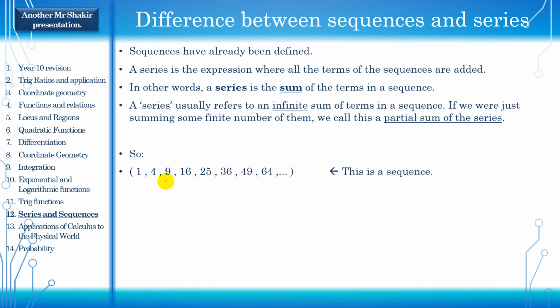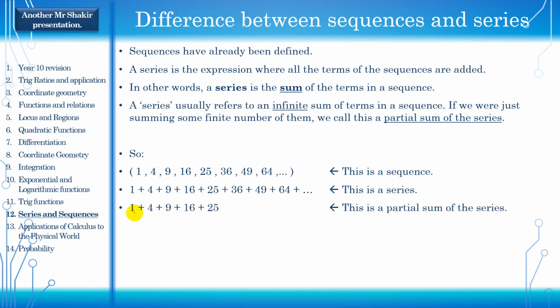Okay, so 1, 4, 9, 16, and so on and so forth, the sequence of squared numbers, that is a sequence. You have a bunch of numbers, the dot dot dot means that they go on to infinity, okay? Now, to make this a series, we just take out the commas and put a plus in. If you added all of these terms together, it would be a series, okay? So you have a sequence, and a series is just adding up all the numbers together. And a partial sum of the series is when you take only some of the numbers, the first 5 numbers, the first 6 numbers, the first 100 numbers, and you add them together. That's a partial sum of the series.